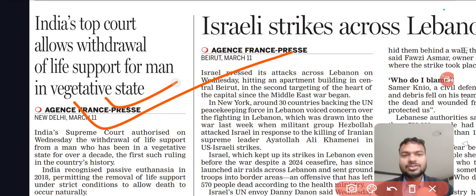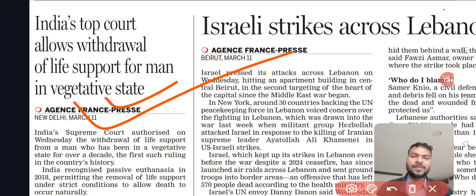Look at this topic. It says India's top court allows withdrawal of life support for man in vegetative state. Let me first tell you what euthanasia is and the kinds of it, and which countries in the world gave legitimacy to both euthanasias.